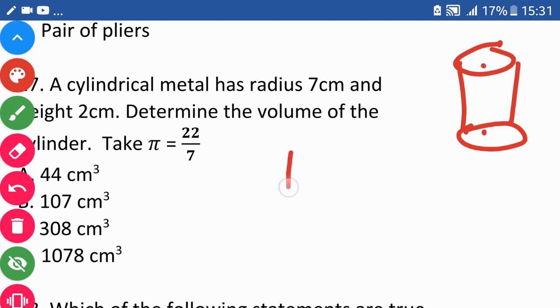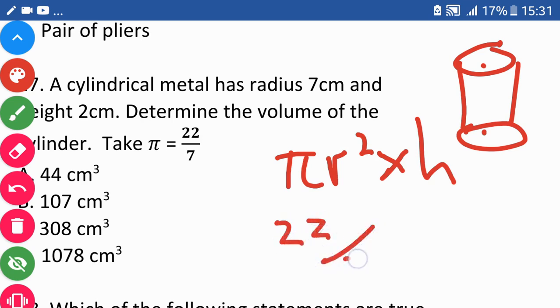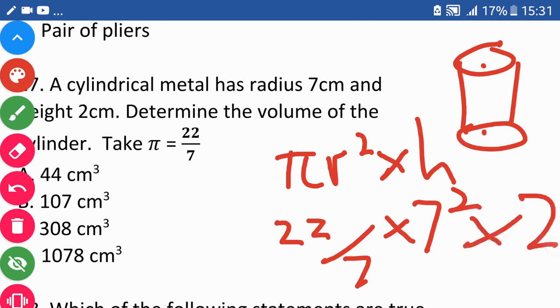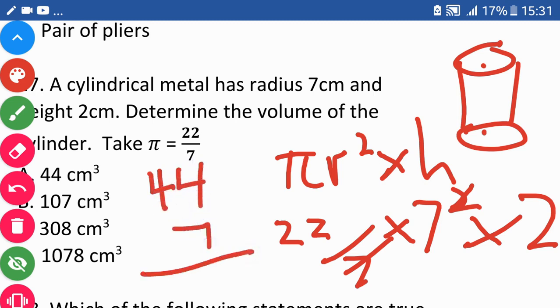So the base is a circle. So you have pi r squared times the height. Pi is 22 over 7. 22 over 7 times 7 squared times the height is 2. So the 7 is going to cancel this squared. So it's now 7. So 22 multiplied by 7 multiplied by 2. So you're going to have 44 by 7. 7 fours are 28, so 8 here. You have 2 here. 7 fours are 28 again. 28 plus 2, you have 30. So our answer is C.